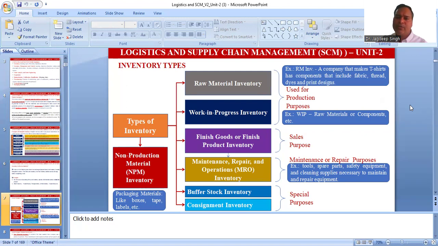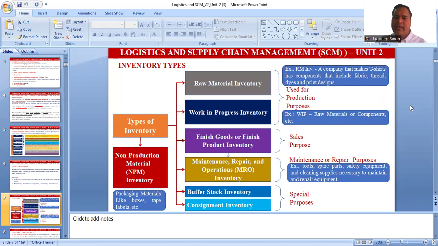Now coming to finished goods or finished product inventory. This is basically final products that are ready after manufacturing. So a manufacturer may be making mobile phones, laptops, or maybe an FMCG company making soaps or toothpaste, etc. Or any other company making some finished good products, right? So these are for sales purposes only.